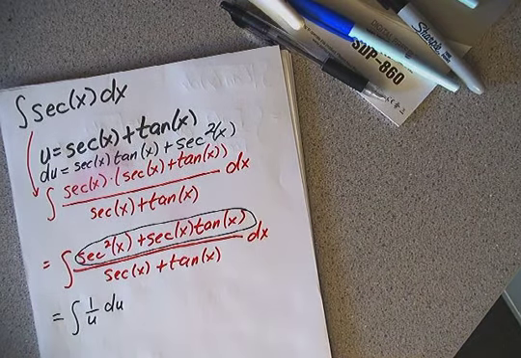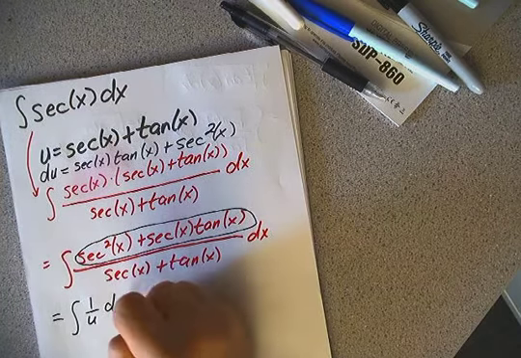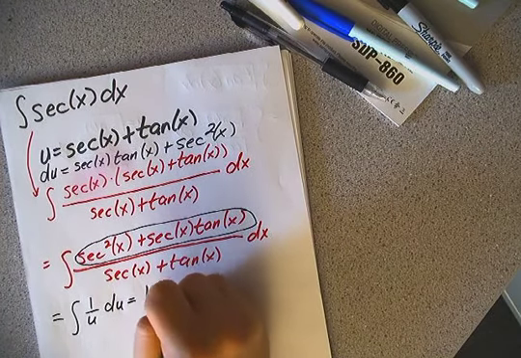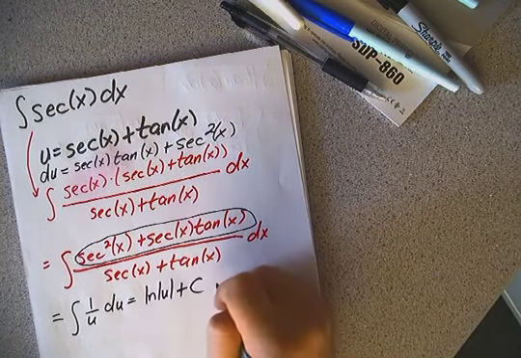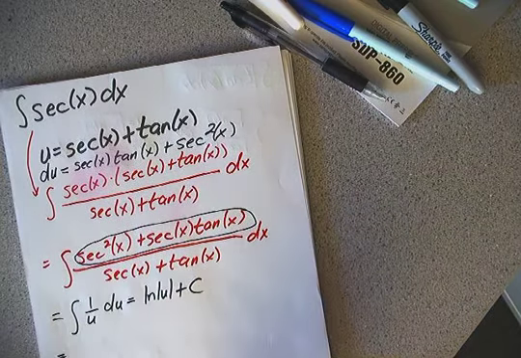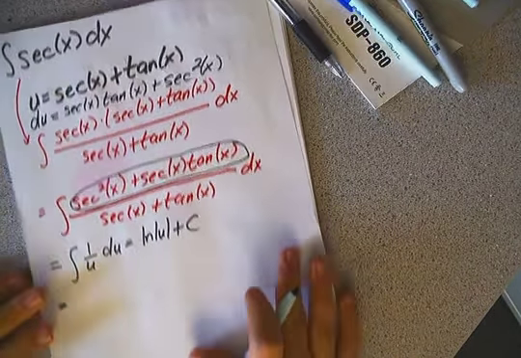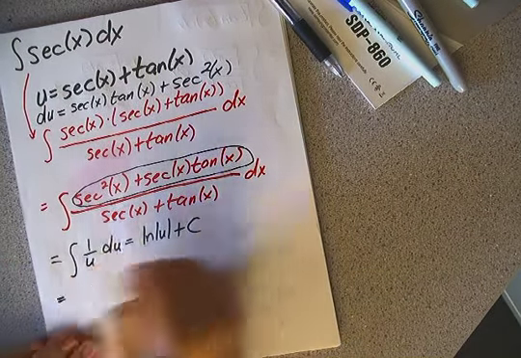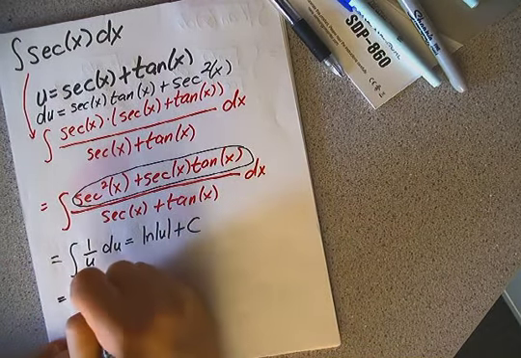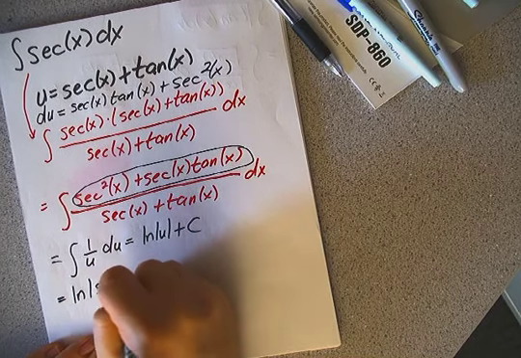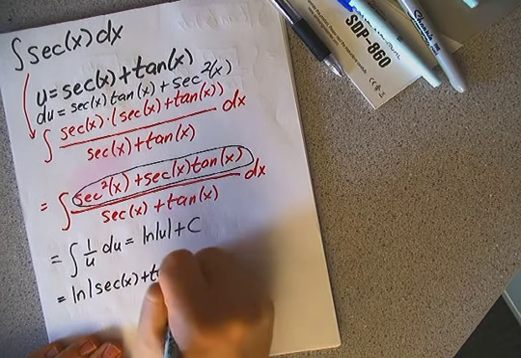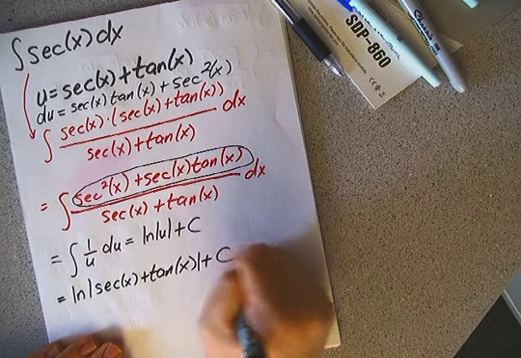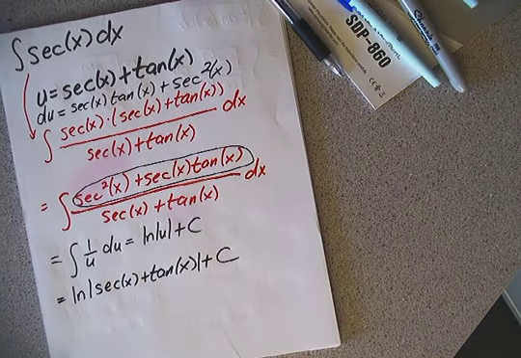And so that's the natural log of the absolute value of u plus c. And so, if I go ahead and write it out, that is going to be the natural log of the absolute value of secant of x plus tangent of x plus c. And that is the integral of secant.